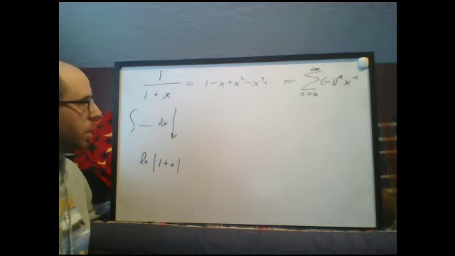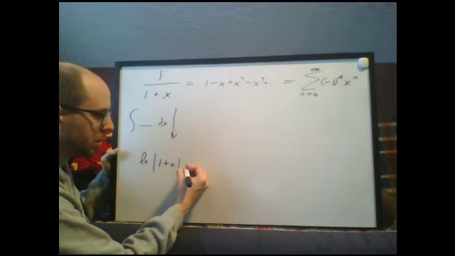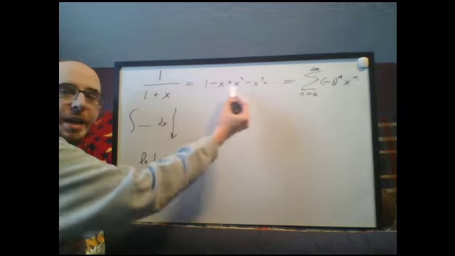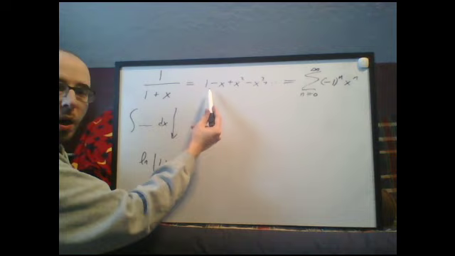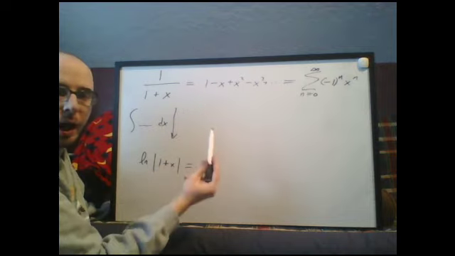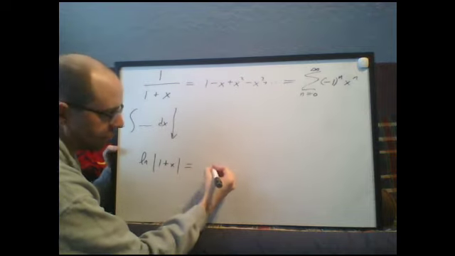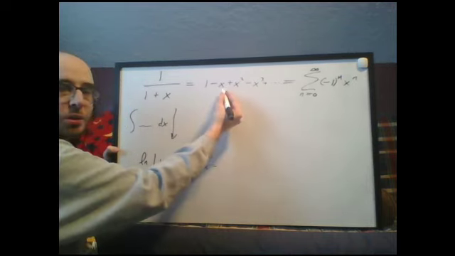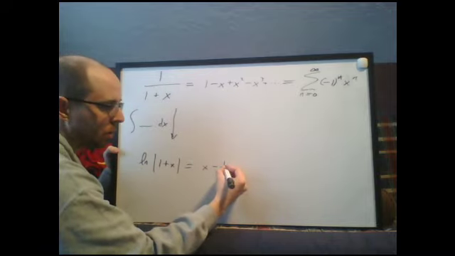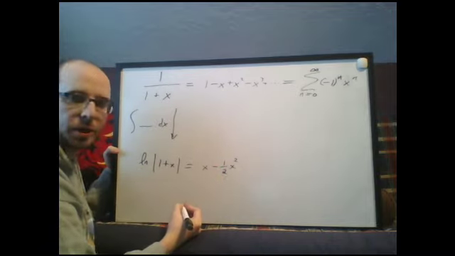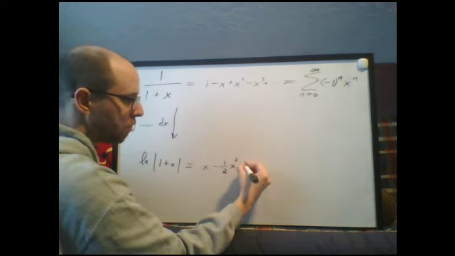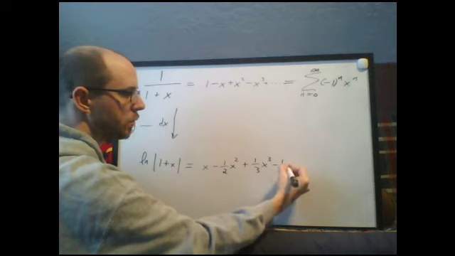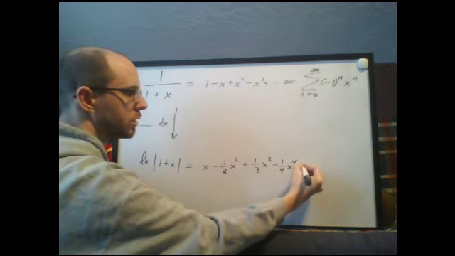Now, if I integrate this term by term, 1 turns into x. So I would have x minus, the integral of negative x would be minus 1 over 2 x squared. The integral of x squared would be plus 1 over 3 x cubed, minus 1 over 4 x to the fourth, and so on.